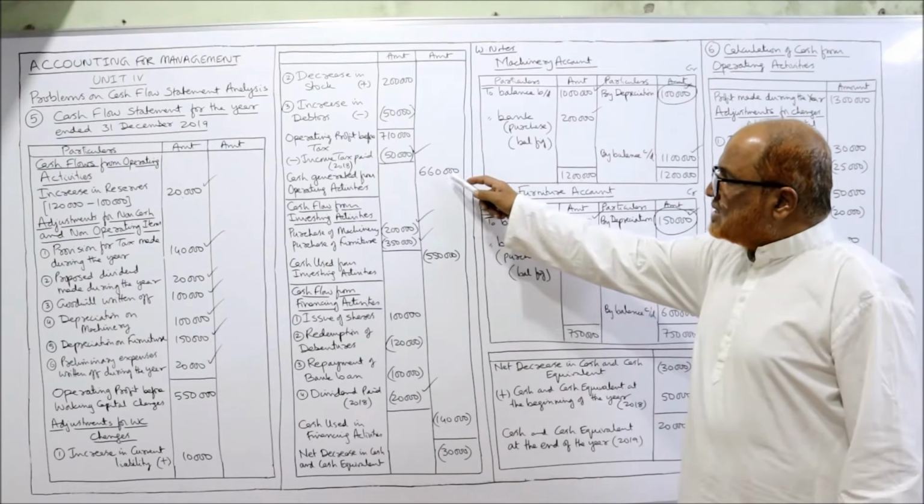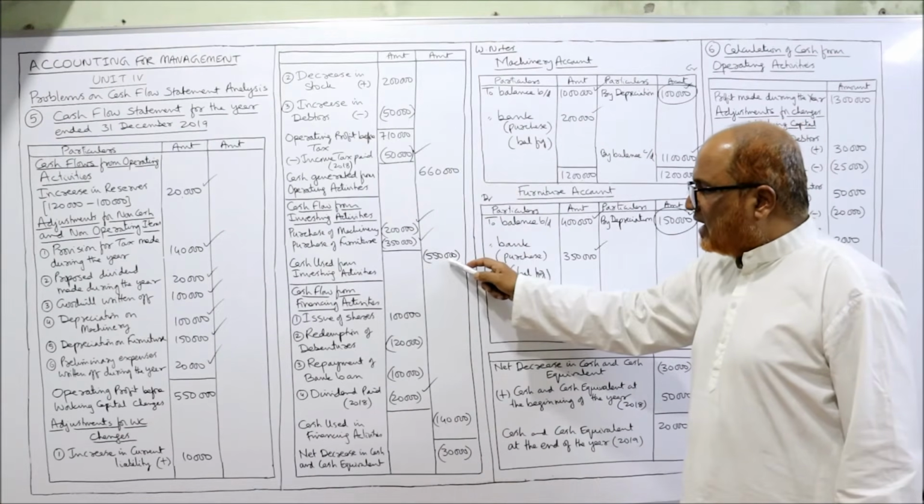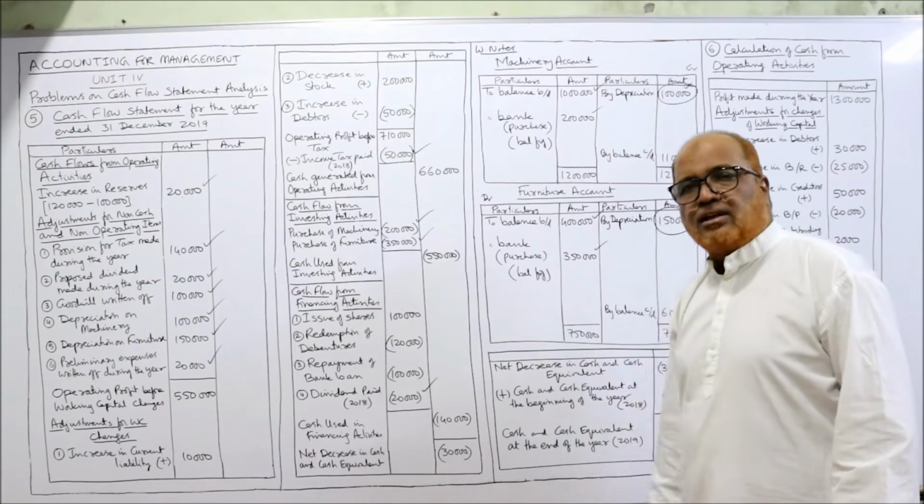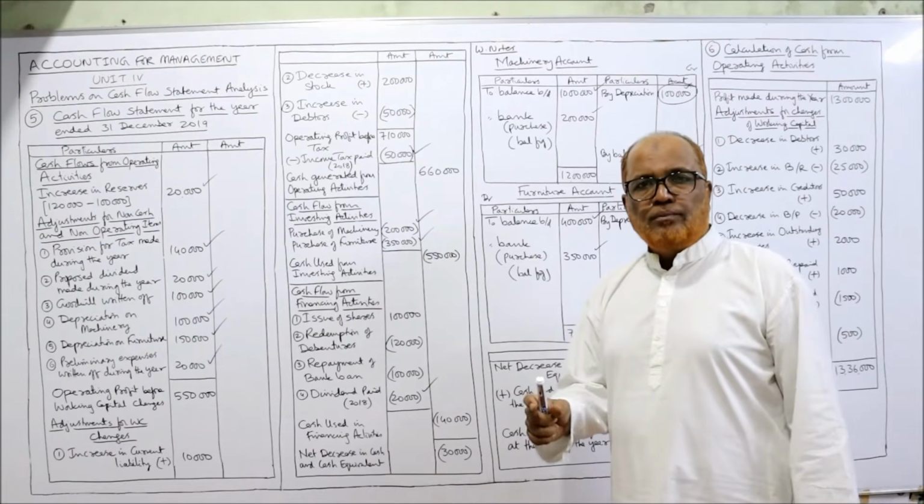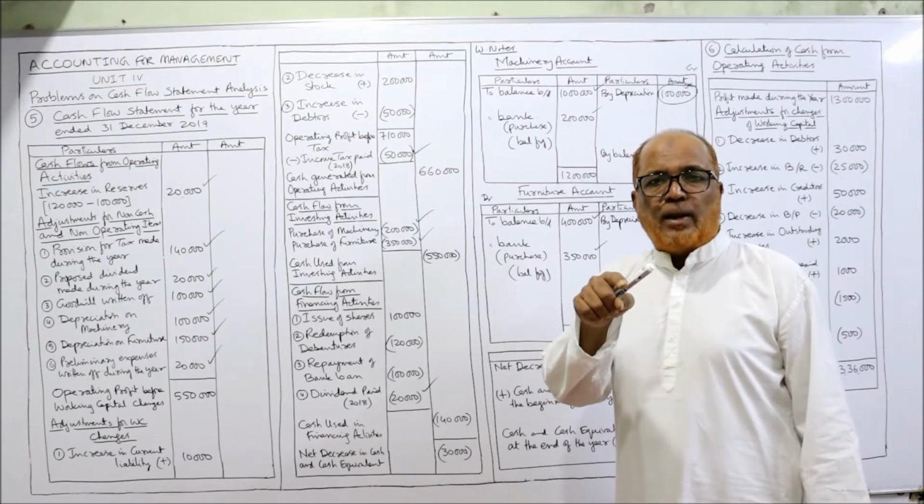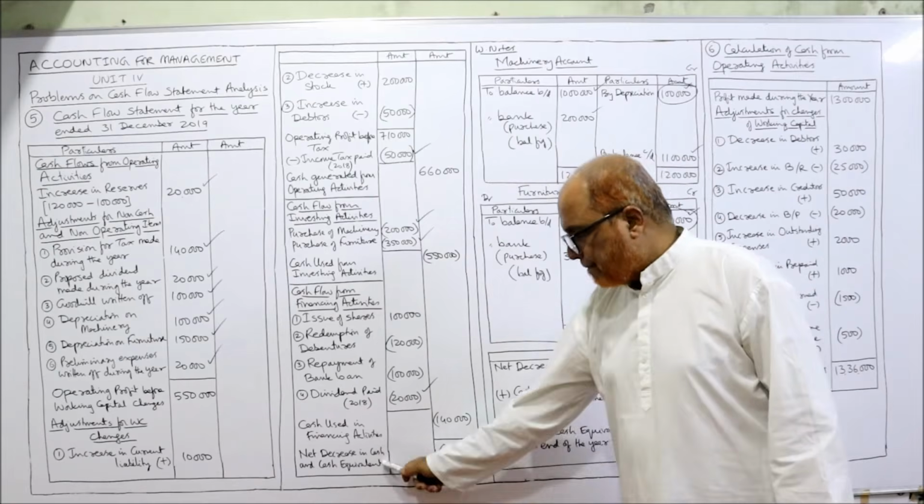All the three: 6,60,000 minus 5,50,000 minus 1,40,000. Ultimately minus 30,000. This is called net decrease in cash and cash equivalent during the year.